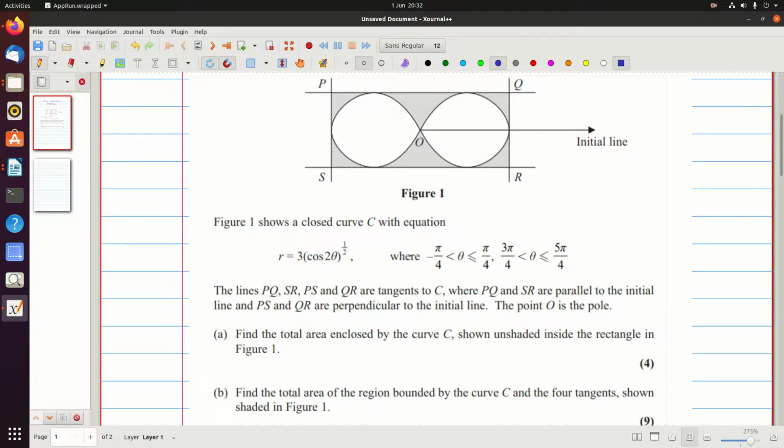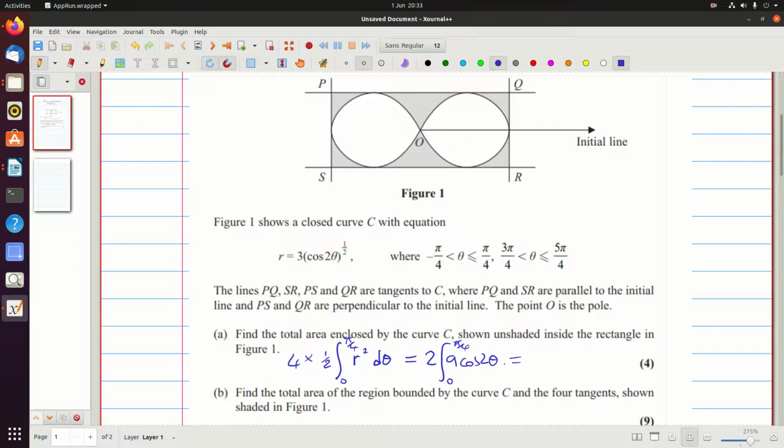So what I'm going to do first is part A, and all I need for that is a half r squared d theta. That's the formula I'm using, from 0 to pi over 4. But because I'm only going from 0 to pi over 4, which only finds me this top half here, I'm going to times that by 4. Now, that is going to equal 2 times, if we square this, we get 9 cos 2 theta, from pi over 4 to 0.